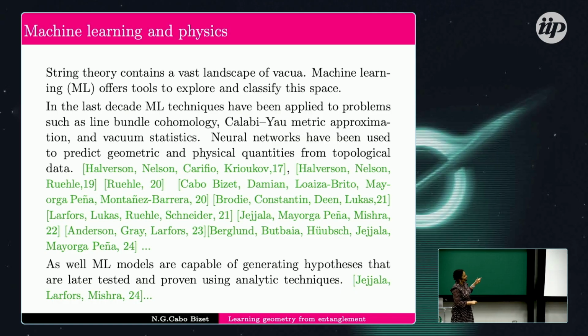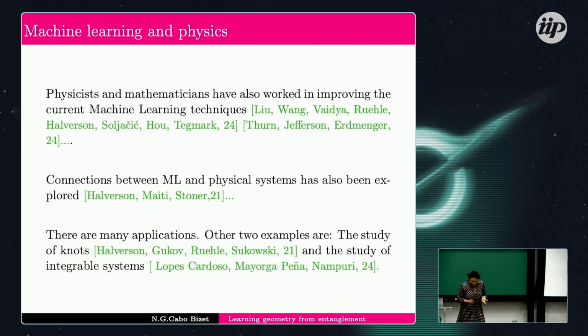This list is just a few of the works, but one important reference is this review of Fabian Rühle. People in the last decade have been exploring machine learning techniques for various problems in string theory: finding good approximations to Calabi-Yau metrics, studying cohomology, exploring vacuum statistics, and also making more analytic approaches. Machine learning models can sometimes generate hypotheses, which can then be tested towards analytic formulas.